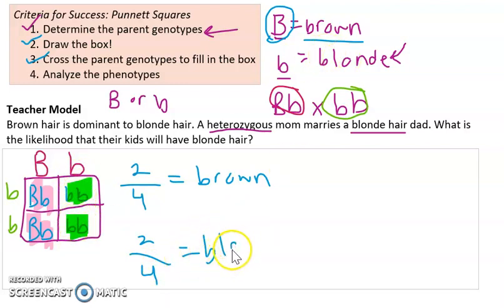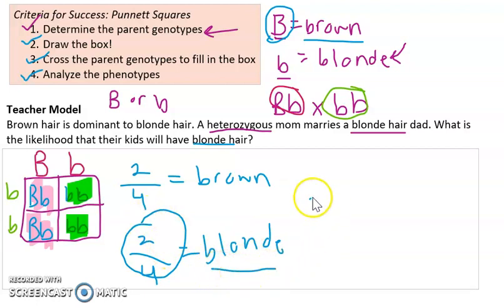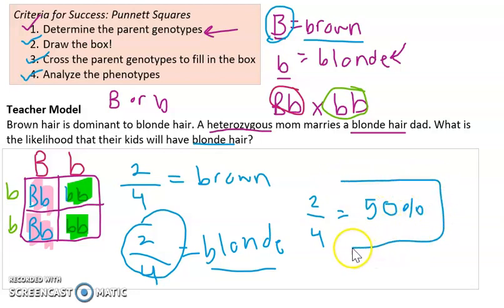All right, so now I have analyzed the phenotypes, the physical traits, and I'm ready to answer the question. What is the likelihood that the kids will have blonde hair? I already figured that out right here. 2 out of the 4 hypothetical kids will have blonde hair. 2 out of 4, which is the same thing as saying about 50% likelihood. These questions are typically always going to be in percentages. So 50% chance that a heterozygous mom and a blonde-haired dad will have blonde kids.